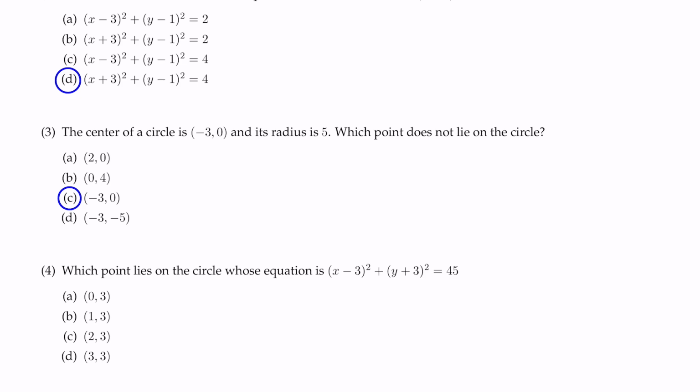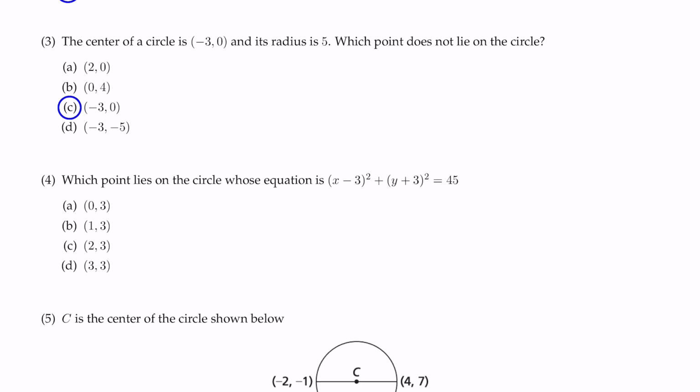Now number 4. Which point lies on the circle whose equation is (x - 3)^2 + (y + 3)^2 = 45? Technically, there's only one answer. But what you have to do is substitute all the points into the equation. Hopefully, you get a true statement. If you get a true statement, then that point lies on the graph of the circle. It is A, the very first point. Okay.